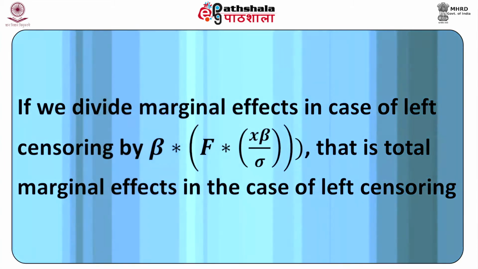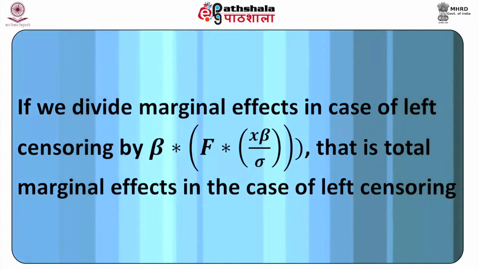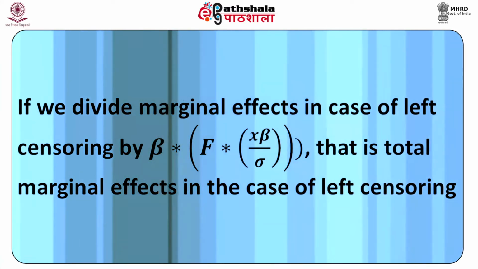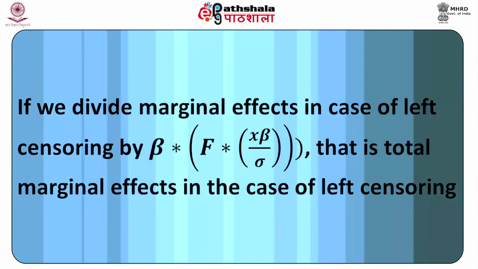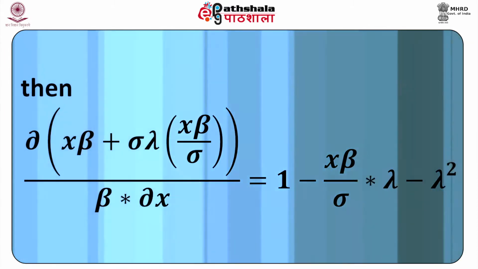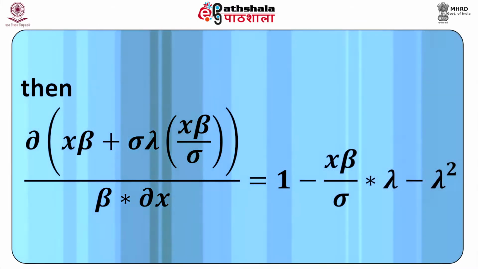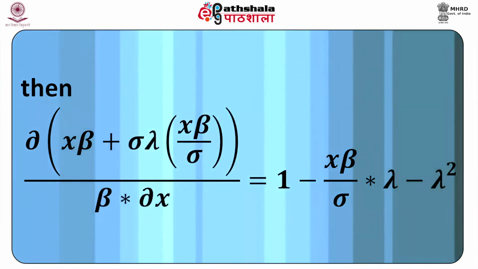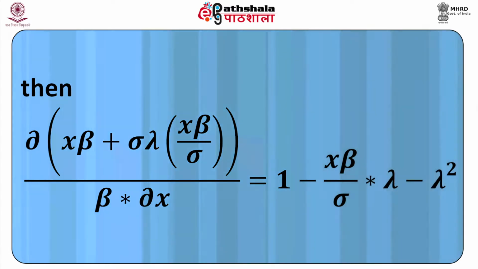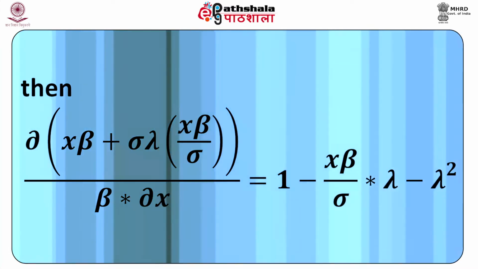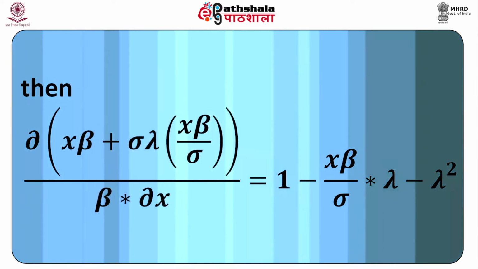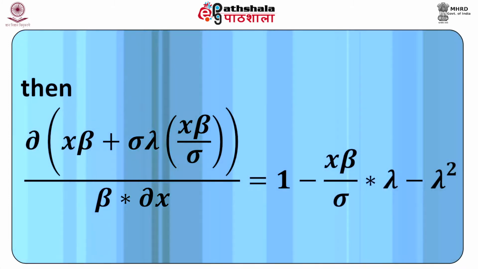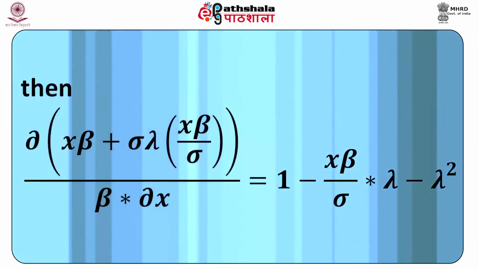If we divide marginal effects in case of left censoring by beta star into, in bracket, capital F into x beta upon sigma, that is the total marginal effects in the case of left censoring, then we can see that the partial derivative of x beta plus sigma lambda of x beta by sigma, whole divided by beta into partial derivative of x, is equal to 1 minus x beta upon sigma into lambda minus lambda square. Now this is the fraction of change due to change of those above the limit.